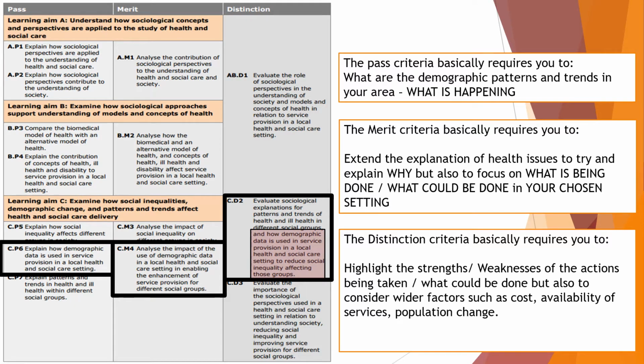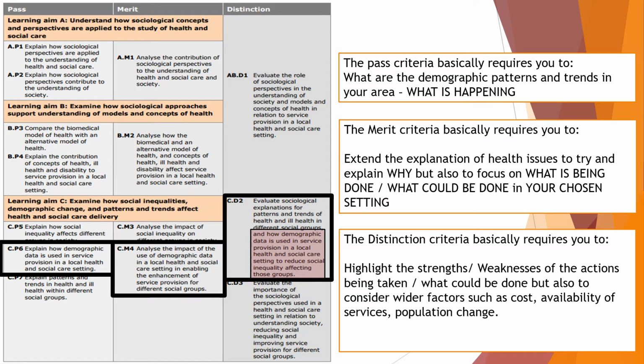So the main thing for the pass criteria is to look at what is happening. That's the main thing I emphasize with my groups. What is happening in your local area? M4 is to analyze the impact of use of demographic data in a local healthcare setting and social care services, enabling provision of support for different groups. So effectively, what is happening is the pass. The merit is what is being done, what can be done or should be done in your chosen setting. And again, if you need to, you can expand on your setting for P6. So if you're looking at a local GP, you could also expand to include local hospitals.